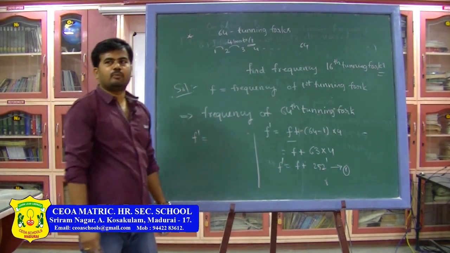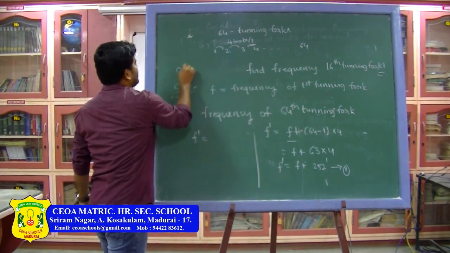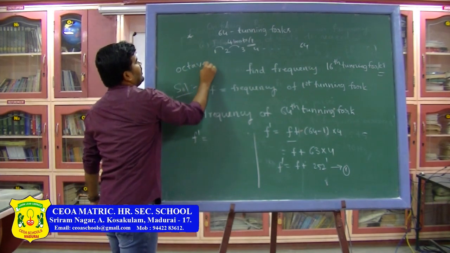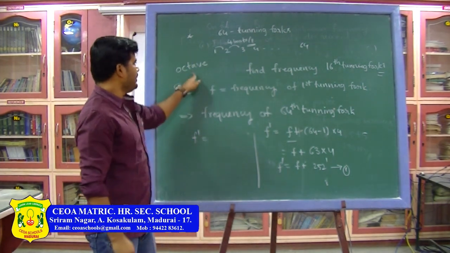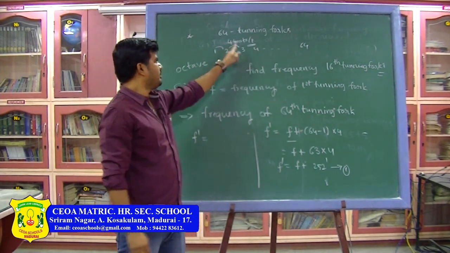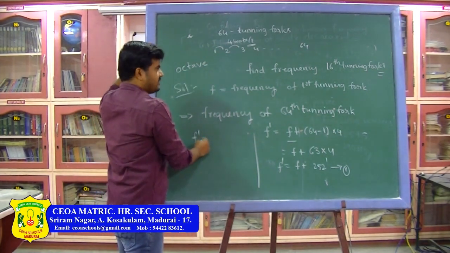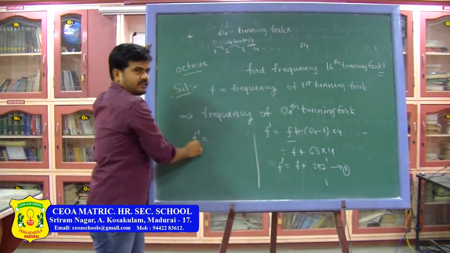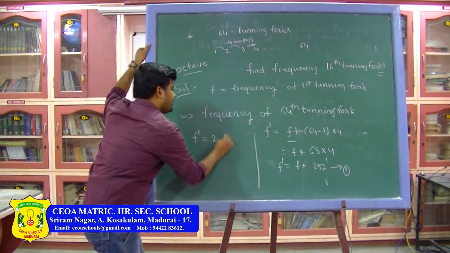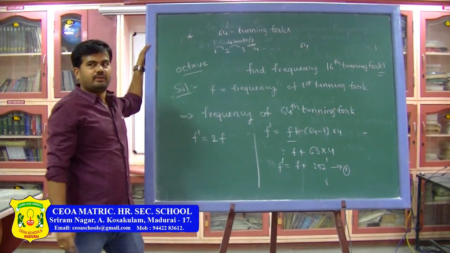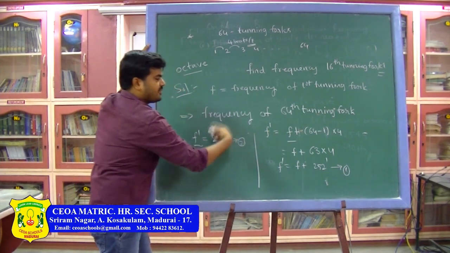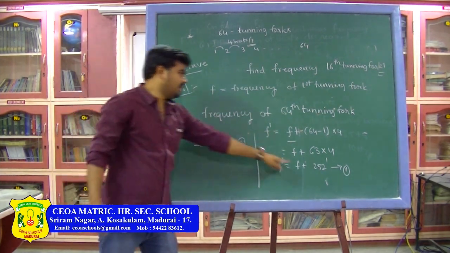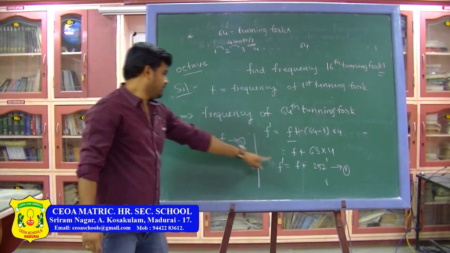Remember, octave means 2 times that frequency. That means if f is the first frequency and f dash is the last frequency, then f dash is equal to 2 times f. So, this is the second condition. Now, using the first and second conditions I can get the value of f.